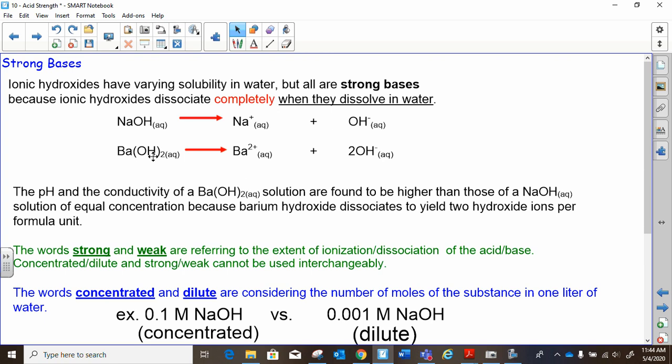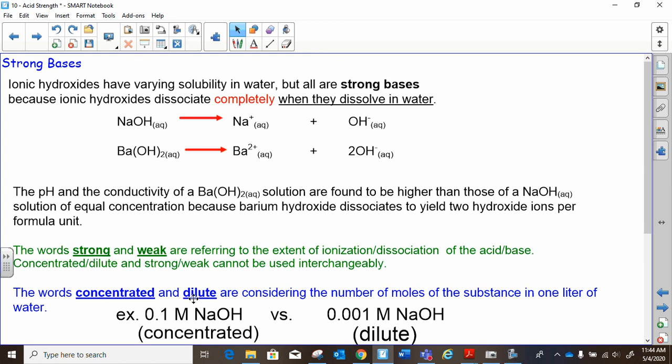Does it have OH? Yes, it's a strong base. Very important, okay? And I also want you to remind yourself, if you have two hydroxides, you're going to double the hydroxide concentration over here. Very important.